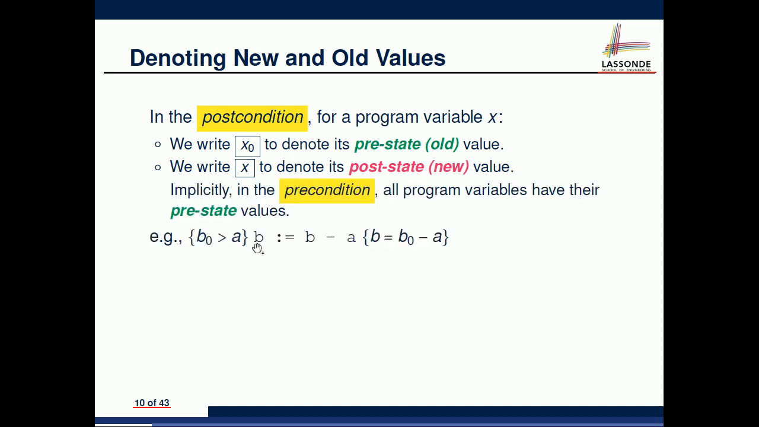For example, if you have this over here, I'm saying that the post condition I would like to see is B equals B0 minus A, the old value of B minus A, right? Like old B, okay? And then there's the implementation, and in the precondition, basically every variable there is a pre-state value. So you don't really have to say B0. You don't have to, okay?